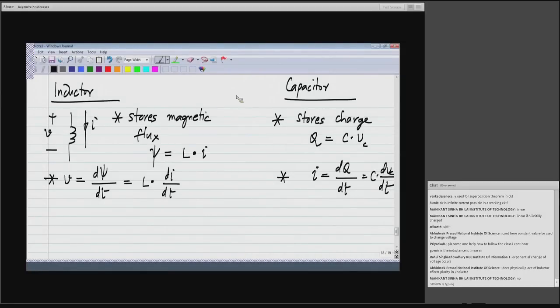Okay. So, the inductor is the counterpart of the capacitor. You can see that the role of voltage and current are reversed if you compare it to a capacitor. In a capacitor, the current is the time derivative of the voltage, and here the voltage is the time derivative of the current. Now the question is, is the inductor linear? This is a question for all the participants.